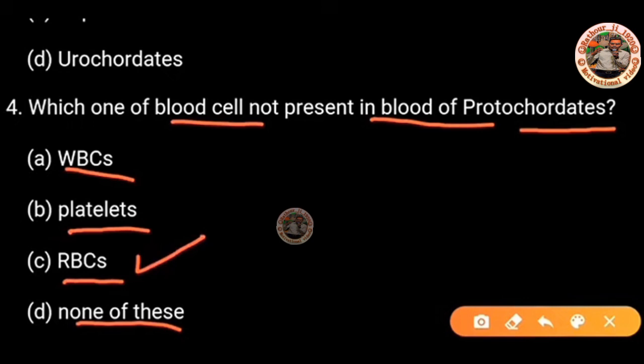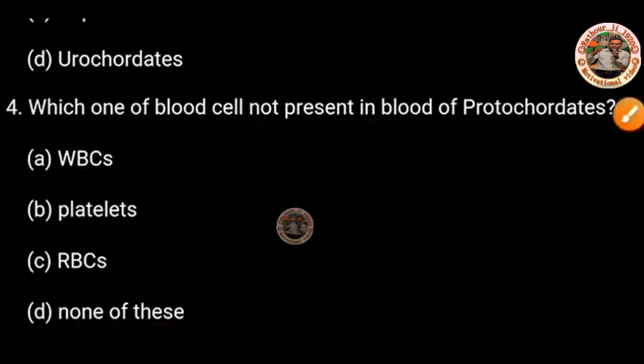The other name of red blood cells is corpuscles. The corpuscles or red blood cells are absent in the blood of protochordates, and also there is no pigment in the blood, that's why their blood is colorless.